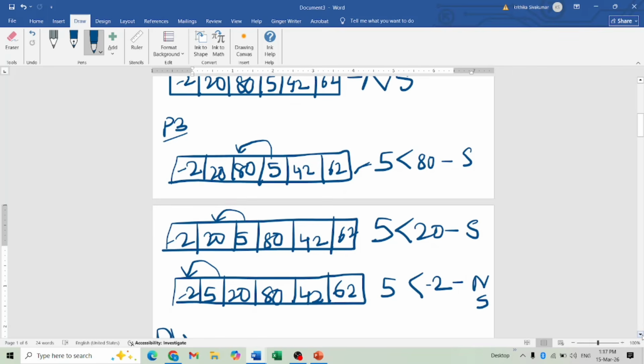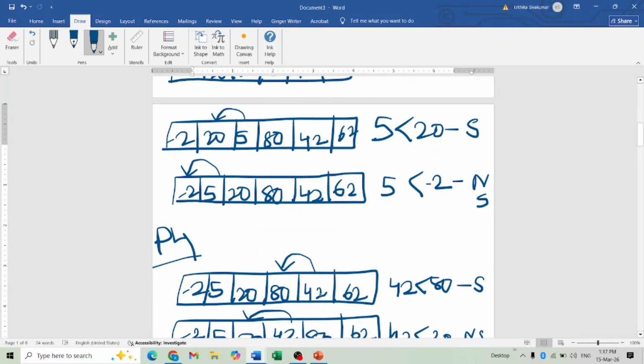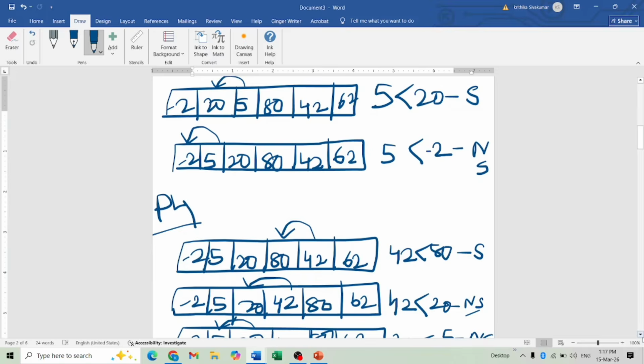Pass 4 means which element will you start from? The fifth element. Fifth element is 42. Now you are comparing 42 to 80. 42 is less than 80, so you have to do the swapping. Swapping is done, so 42 is coming here and 80 went there. Again, 42 to 20. Is 42 less than 20? No. So you have to mention no swapping.